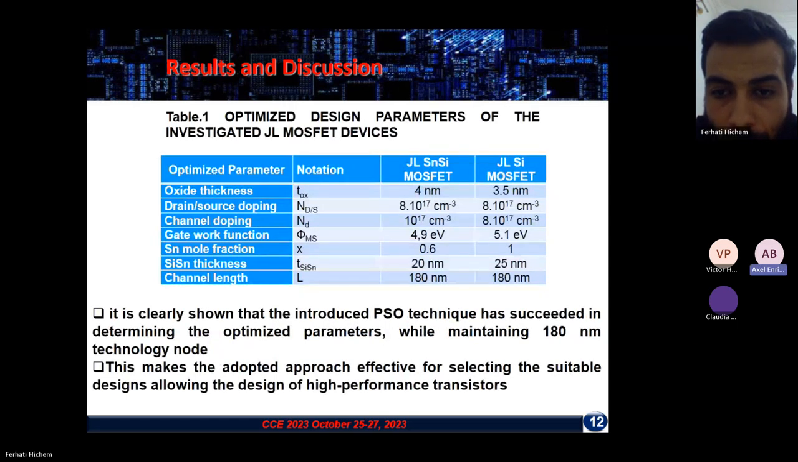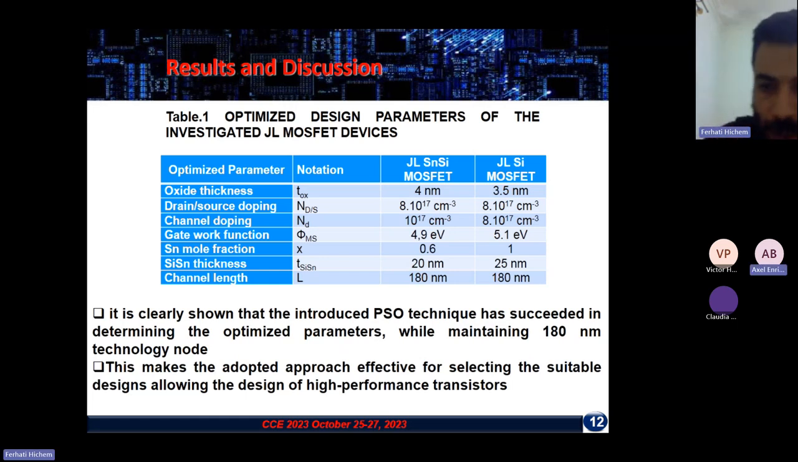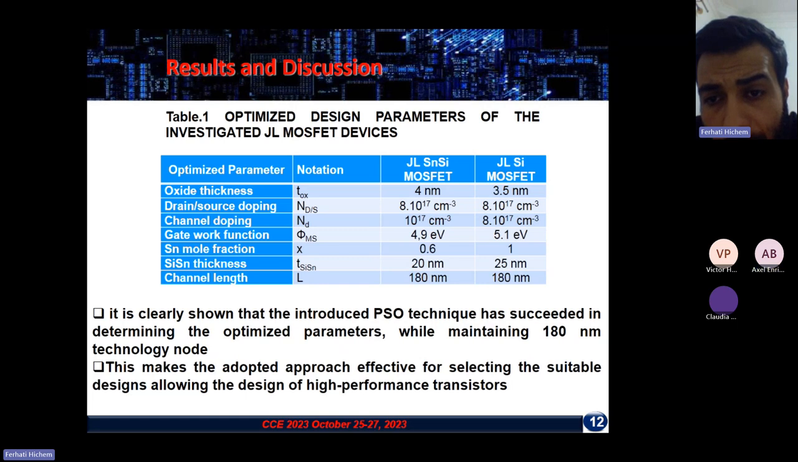Here you are showing a gate work function. Yes. For the conventional MOSFET it is 5.1 electron volts, and the modified tantalum is 4.9. How can you modify this gate work function? So this table summarizes the optimized design of the junctionless thin silicon MOSFET, and also that of the conventional silicon MOSFET, which uses gold as a gate. So the gold has the work function of 5.1 electron volt. So for this reason, we have put 5.1 electron volt.